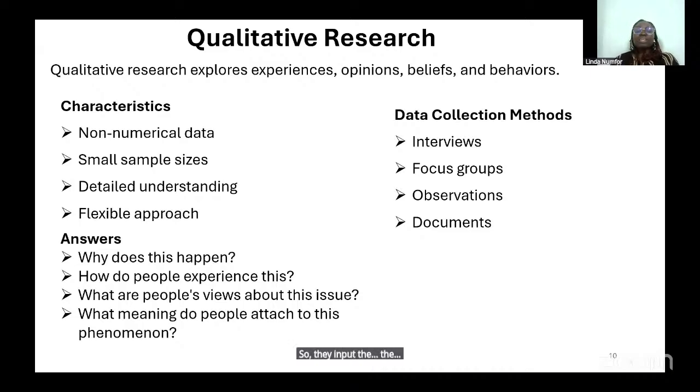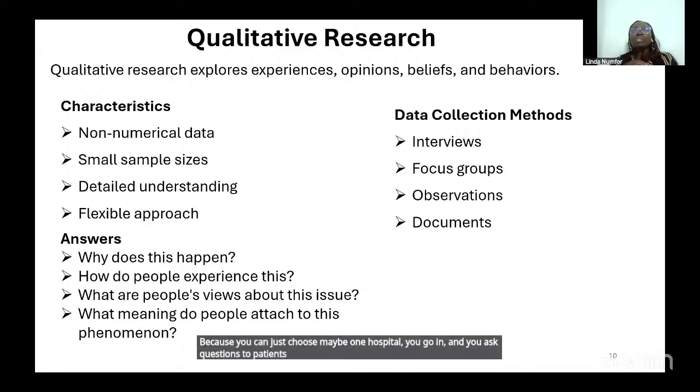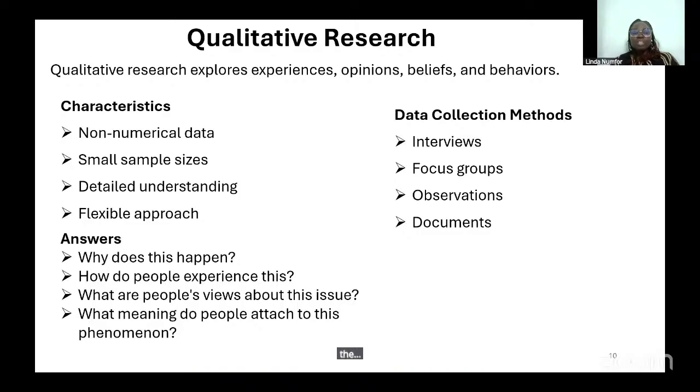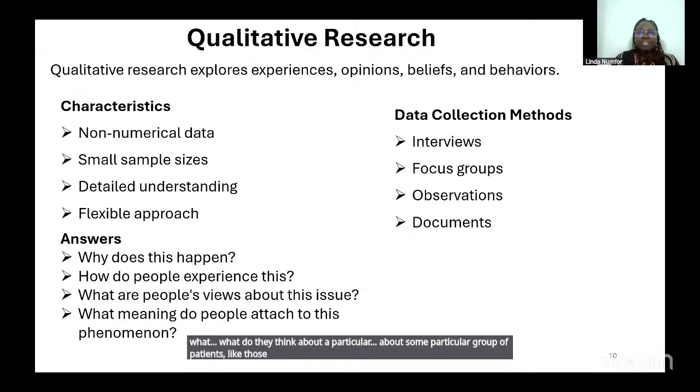The advantage with this one is that you have detailed understanding of the research you are carrying out. And it is also very flexible, because you can just choose maybe one hospital, you go in and ask questions to patients, or you want to see how the doctors and the nurses use a particular instrument, how they're working, what they think about some particular group of patients, like those having diabetes, or how they behave during COVID.